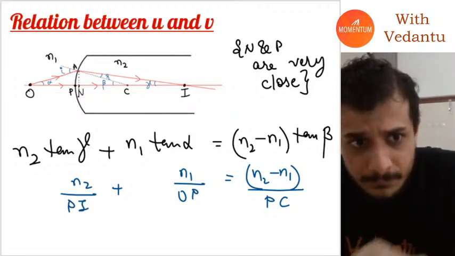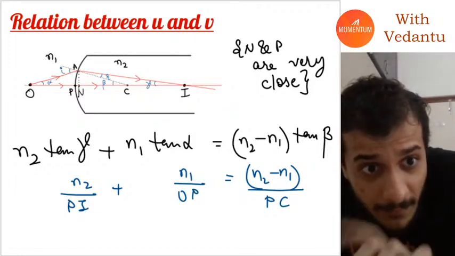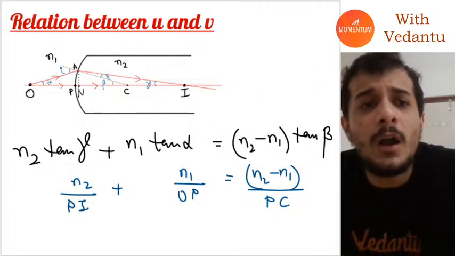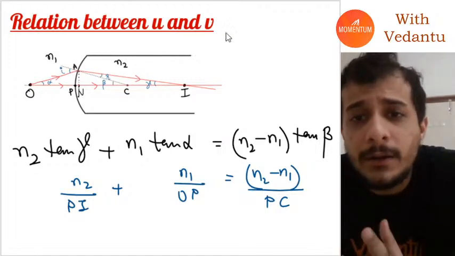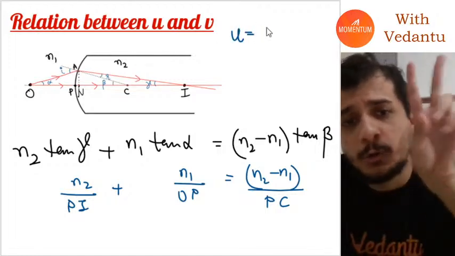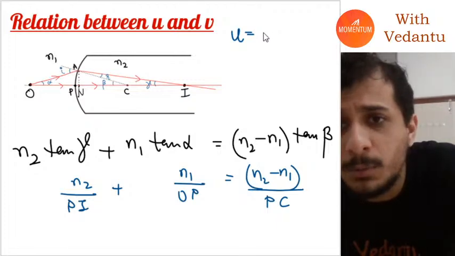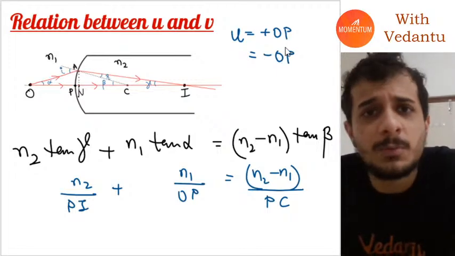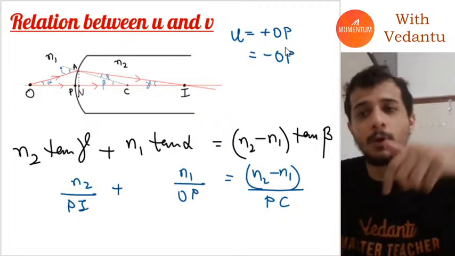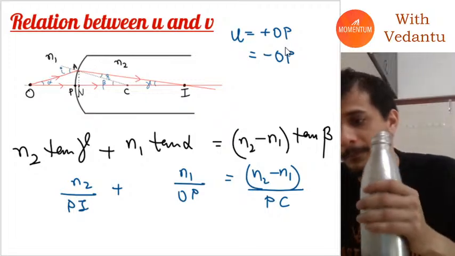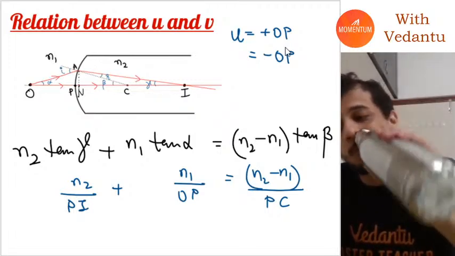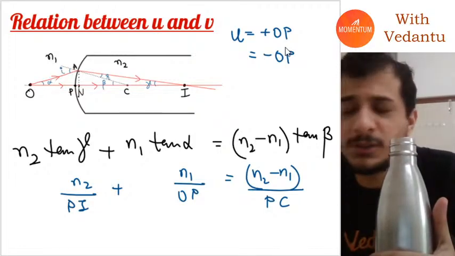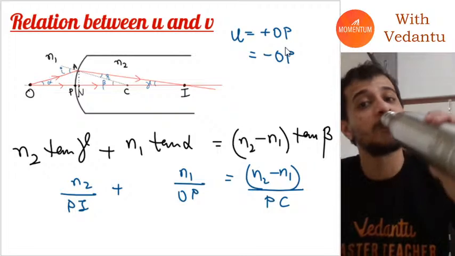Okay, now if you understand so far, guys, then let's look at this. What if I tell you what is the value of u? I will give you two options. I will say u is equal to plus OP or u is equal to minus OP. Tell me which one will you choose, guys. You have to tell me in the comments right now. Everybody tell me.